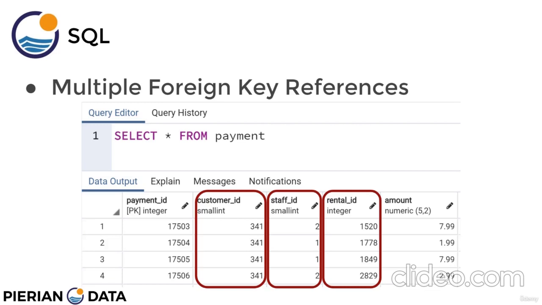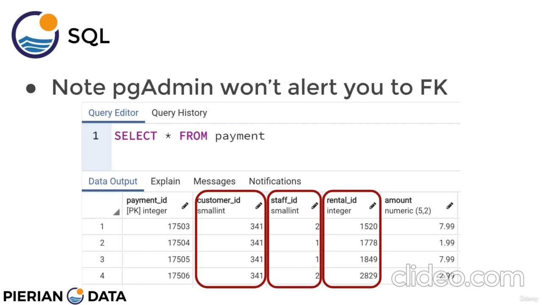So these foreign keys, the reason they're foreign keys is they're a reference to a primary key in another table. So customer ID is a foreign key within payment because it's a primary key within the customer table. Same with staff ID, it's foreign within payment because it's primary within the staff table. Same with rental. And again, PgAdmin won't alert you directly in a simple query call whether or not this is a foreign key. They'll only do that for the primary key.